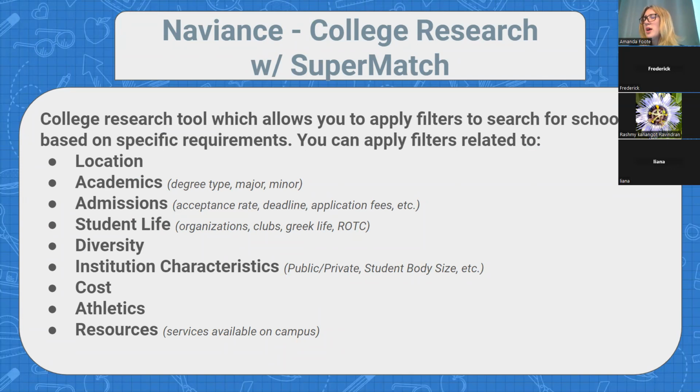So I'm going to show you a couple of different aspects for college research. One of them is called Supermatch. Supermatch is a college research tool which allows you to apply filters to search for schools based on specific requirements. So you can filter based on location, academics, admissions, student life, diversity, institution characteristics, costs, athletics, resources, so many different options to play around and find really the perfect school for you.